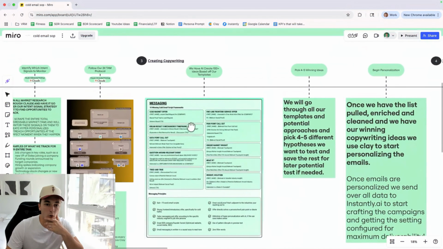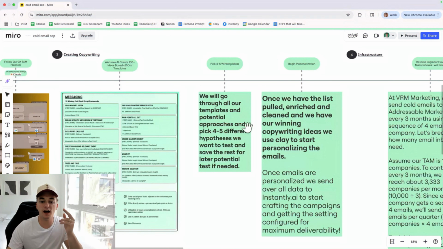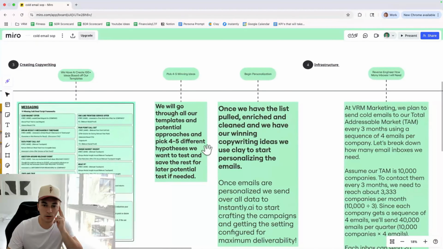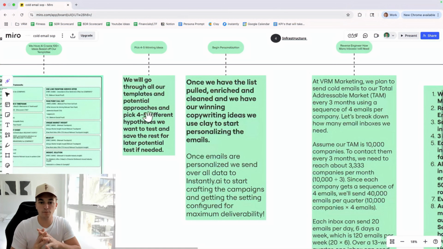So yeah, we'll take all the data that we've built for all the lists and everything like that. And then we'll take all our templates. Now we have over 100 templates and we'll put it all in the AI. So it'll basically give us the templates that it thinks will work best for each of the different 12 market segments. So we'll have different templates for each of the different segments of the market. Okay. And then we'll pick 4 or 5 winners for each different segment.